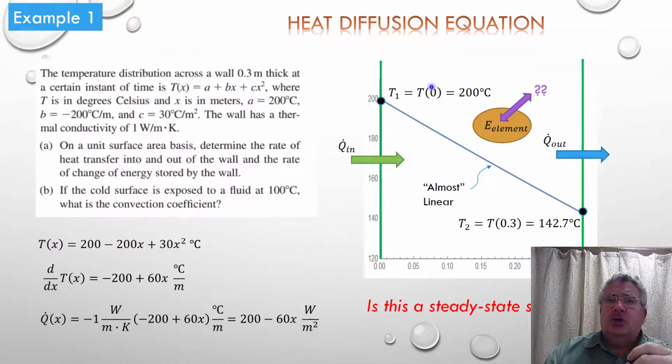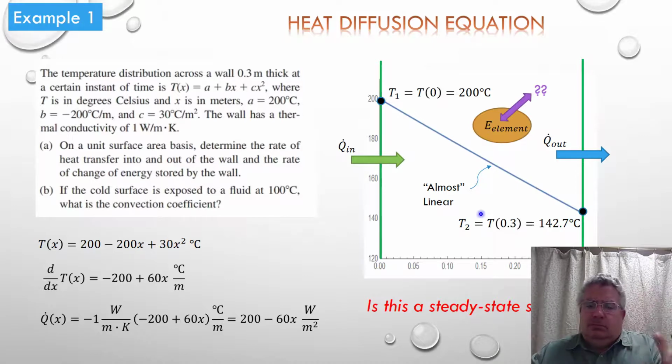So what I'm going to do over here is this diagram is the diagram of the actual physical situation. It's being plotted from x equaling 0 to x equaling 0.3. I'm evaluating the temperature at x equaling 0 using this equation, and I get 200 degrees C on the left-hand side. And on the right-hand side, I get the value of 142.7 degrees C.